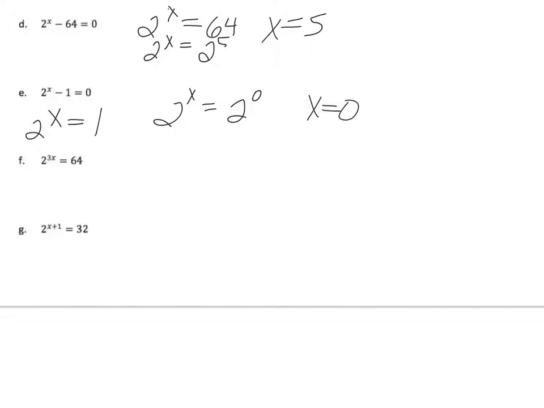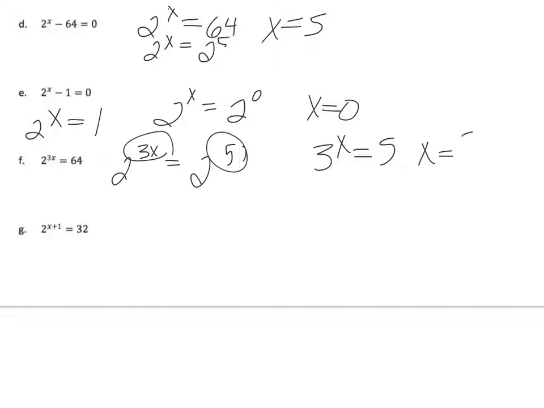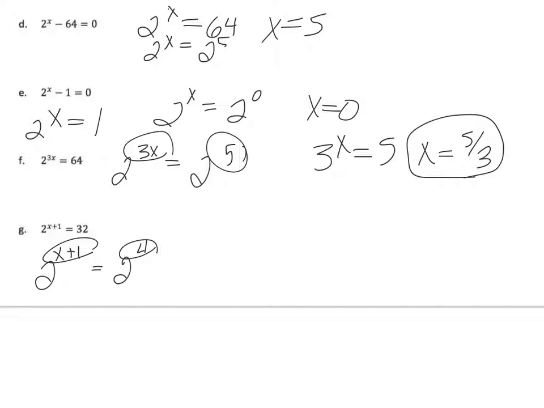Alright, little fun here. We have 2 to the 3x, and we just said 64 is 2 to the 6th. So we're going to take the powers and set them equal to each other. So x equals 2. Okay, 2 to the x plus 1. Here we have 2 to the 4th power. So we set the exponents equal to each other. x equals 3.